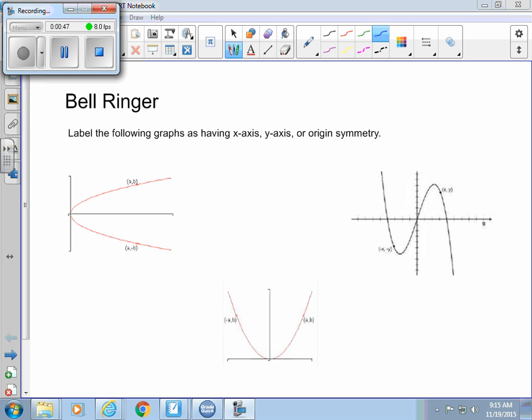So, which one has, what does the first graph have? X-axis symmetry, because it folds over the x-axis. Does everyone agree? What about the bottom middle one? Y-axis. And what about the last one? Origin symmetry. Rotate.